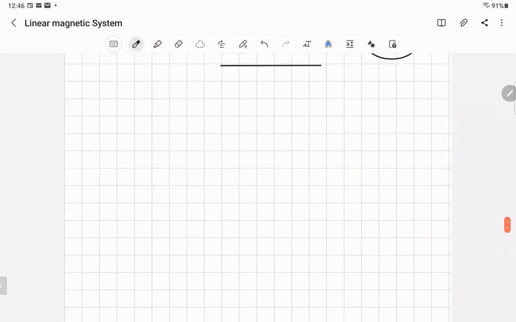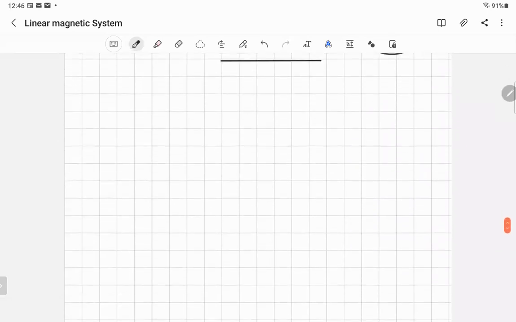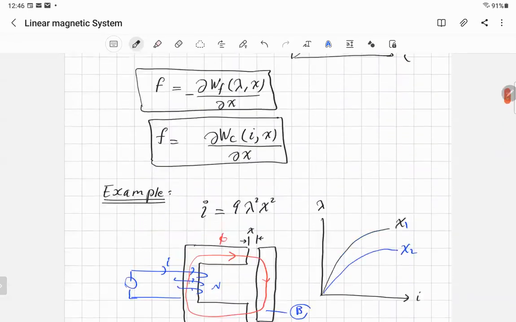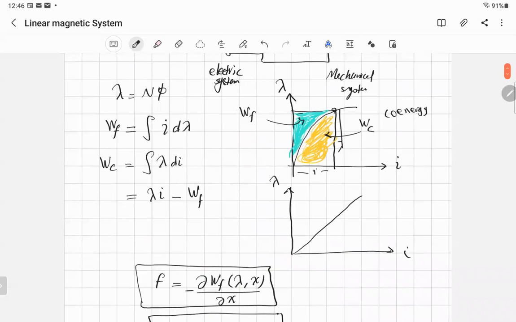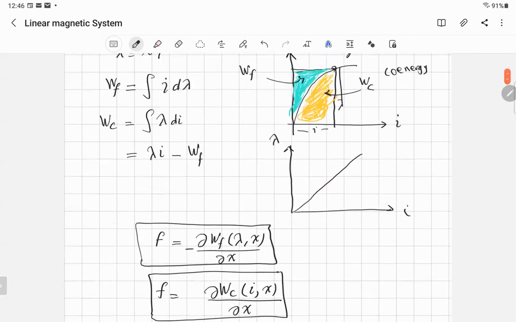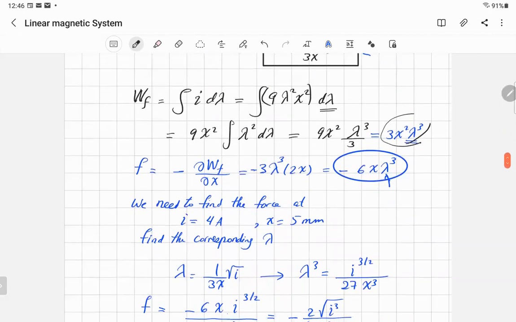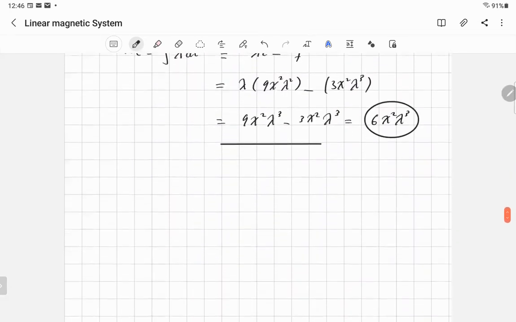All right. Now I will go for a special case. The special case is what happens if you have a linear relationship, or you are operating on the linear region of the flux with the current? And actually it's very practical, because if you consider the air gap, only the air gap is linear, all right? So now we are going to work on the linear magnetic system.